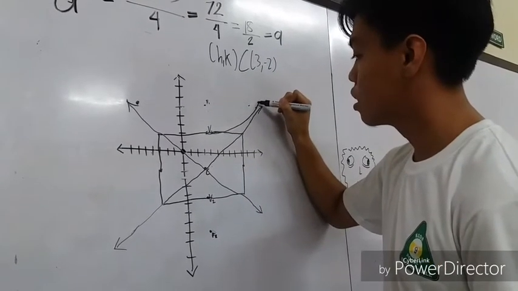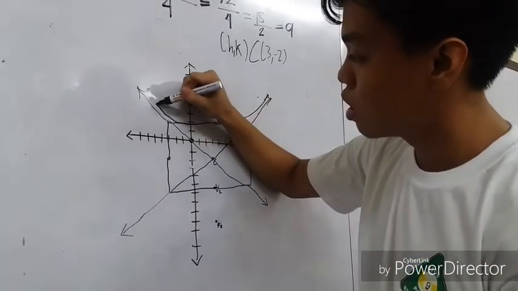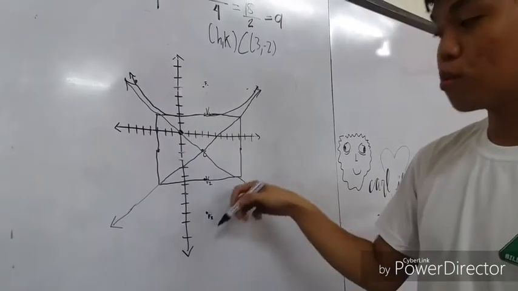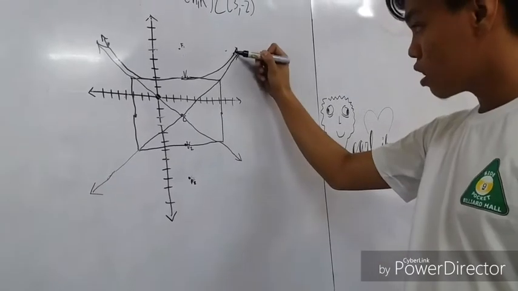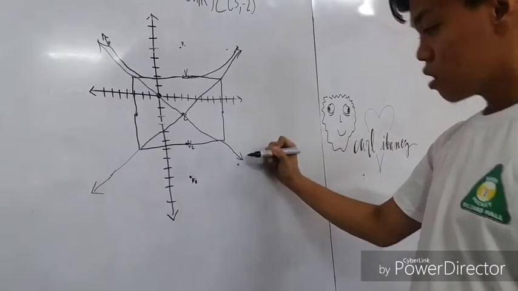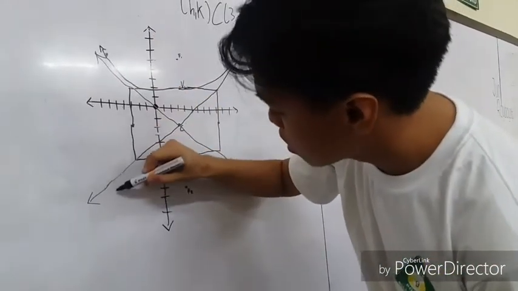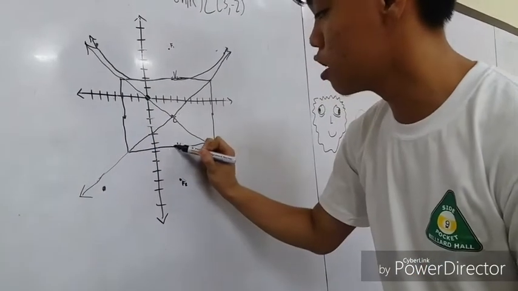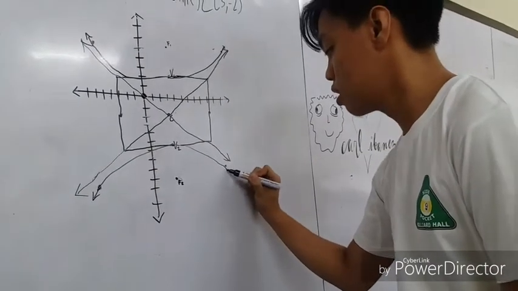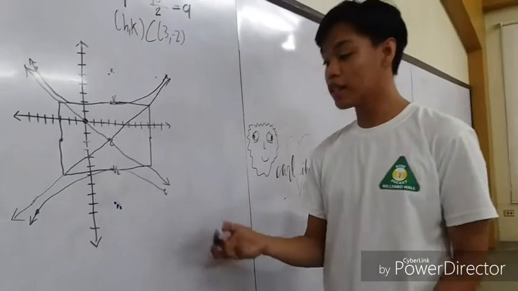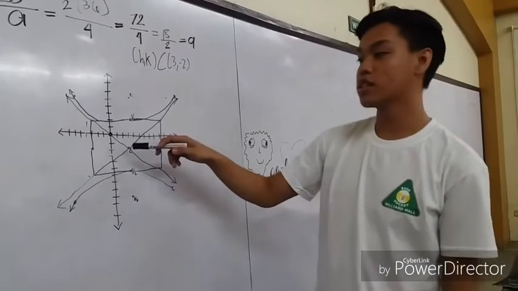Ready? Then on the other side, the same. Then the same at the bottom. Count 9. 9. Then, where are the branches of the hyperbola? These are the points here.